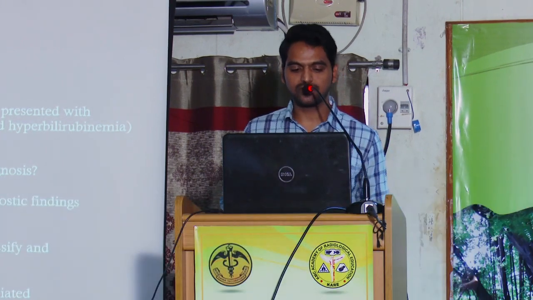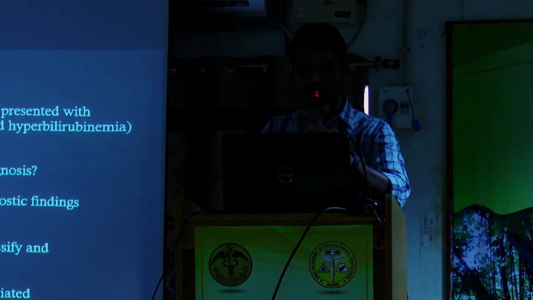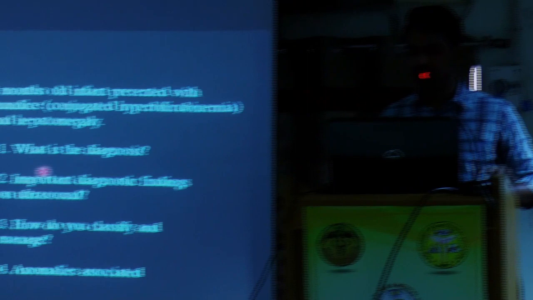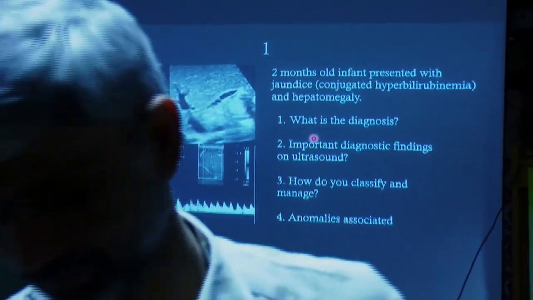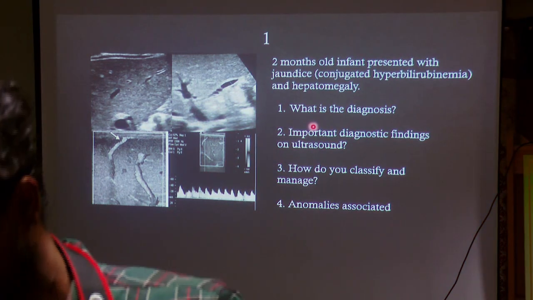So this is the first case. It's a 2-month-old infant presented with jaundice and hepatomegaly. I've given you a few ultrasound and Doppler images. So what is the diagnosis?